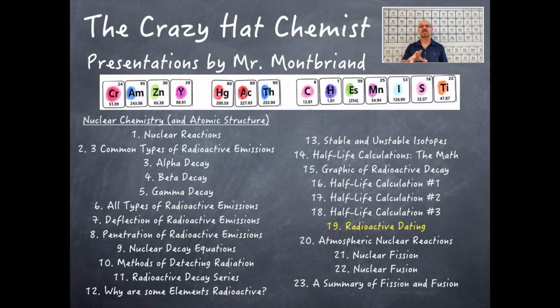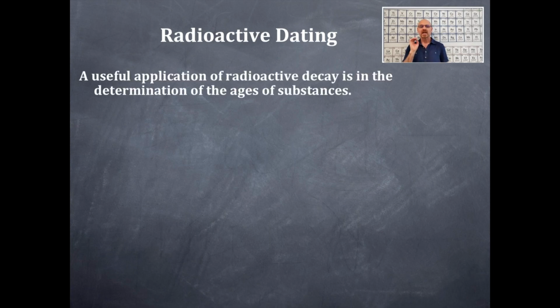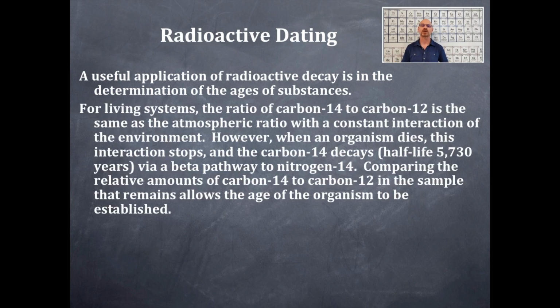So today we're doing the 19th video on nuclear chemistry, so let's get started. BAM! Today we're going to be doing some dating, but it will be radioactive dating, so that should be even more fun than regular dating. So, a useful application of radioactive decay is the determination of the ages of substances, whatever it is, and we use this all the time.